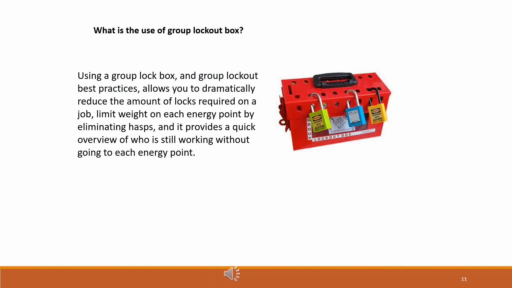In this part we will discuss the use of a group lockout box. Using a group lock box, and group lockout best practices, allows you to dramatically reduce the amount of locks required on a job, limit weight on each energy point by eliminating hasps, and it provides a quick overview of who is still working without going to each energy point. That's the end of this part. See you in next part.